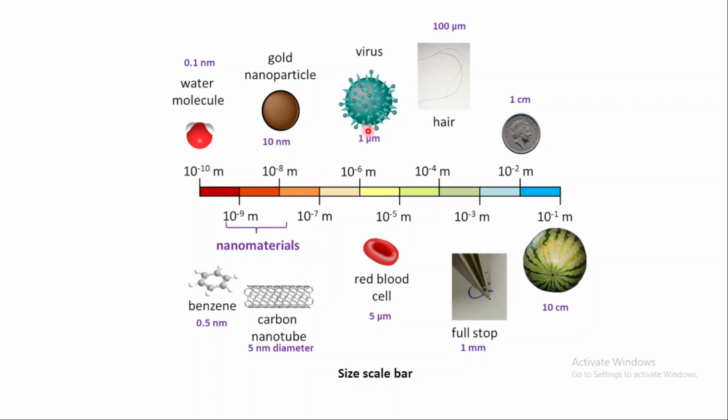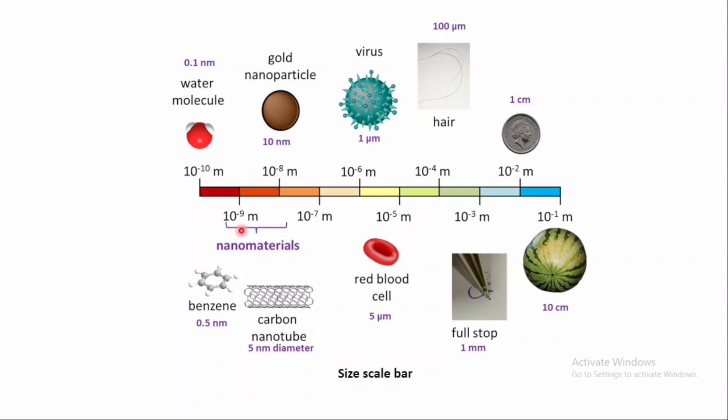Viruses which infect our biological systems are at the micron level, 1 micron. Red blood cells are 5 microns in diameter. A full stop from the pen is 1 millimeter, while a hair is 100 micrometers thick. A coin has a dimension of 1 centimeter, and this is a watermelon just to represent the size. So we understand that all nanomaterials fall in this range.